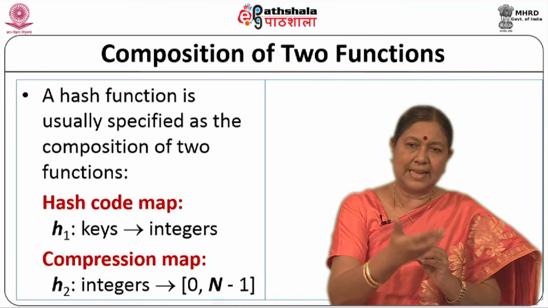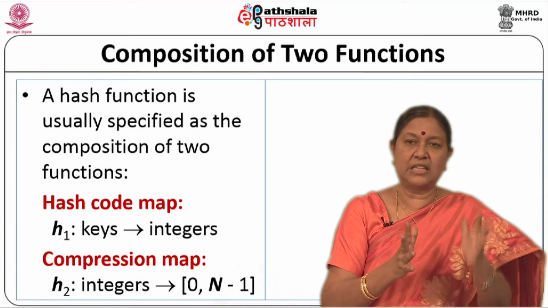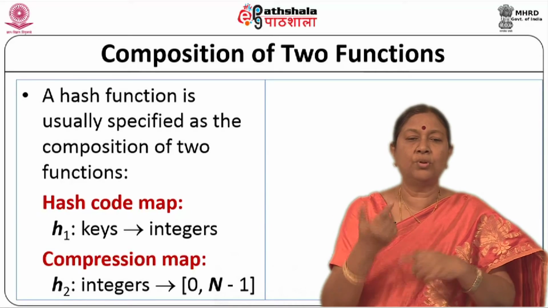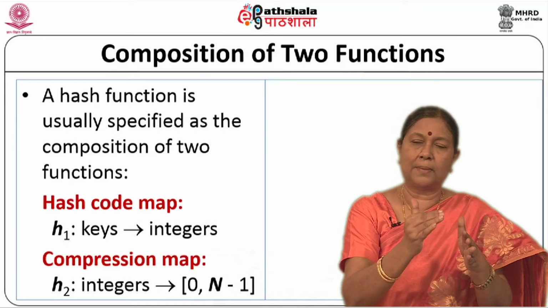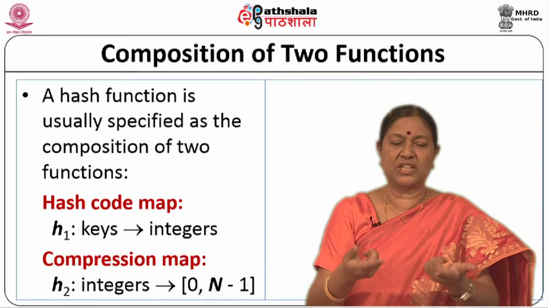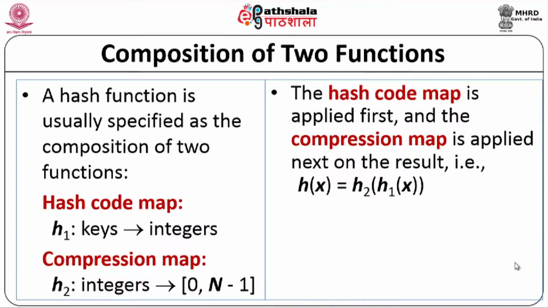In the previous slide we spoke about h directly mapping the universal set of keys to the table slots. Here we are splitting that into two. h1, the hash code map, is a function that maps keys to integers, and the second, h2, the compression map, maps these integers into the table slots. The hash code map is applied first and then the compression map. So, h of x is h2 of h1 of x, where x is the key.